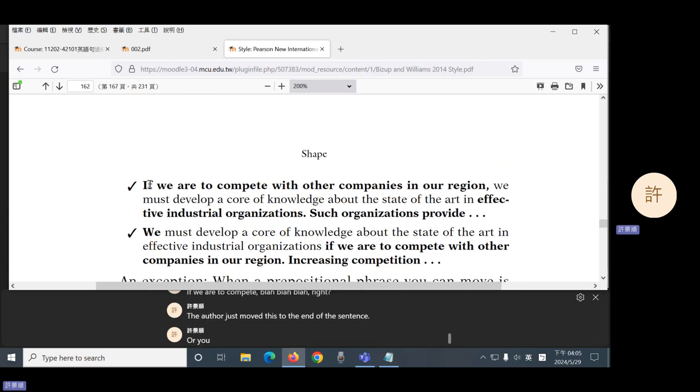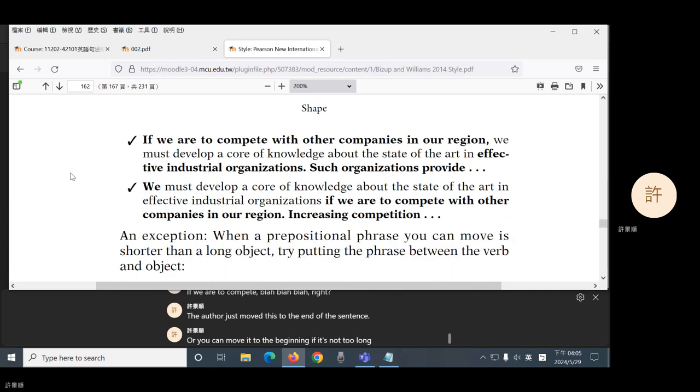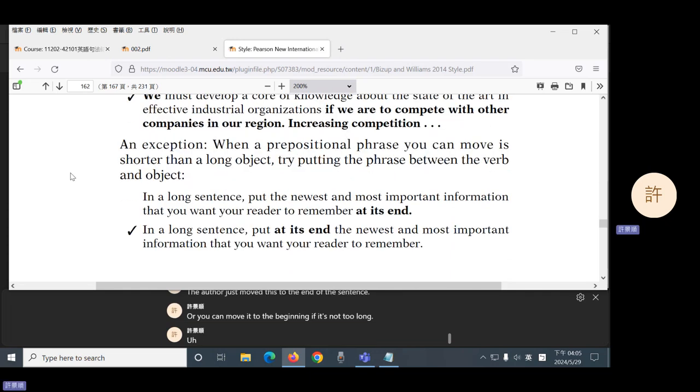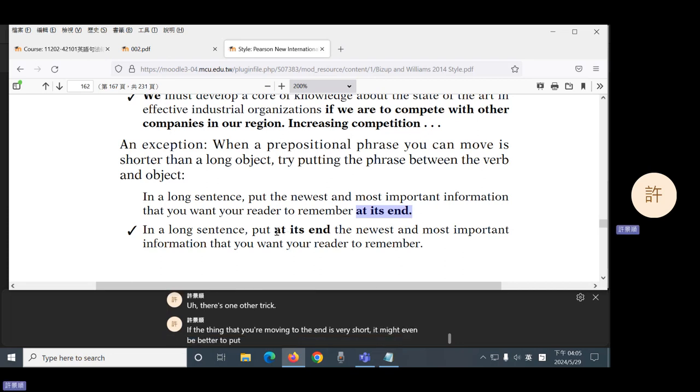Or you can move it to the beginning if it's not too long. There's one other trick. If the thing that you're moving to the end is very short, it might even be better to put it near your verb because it completes this thought.